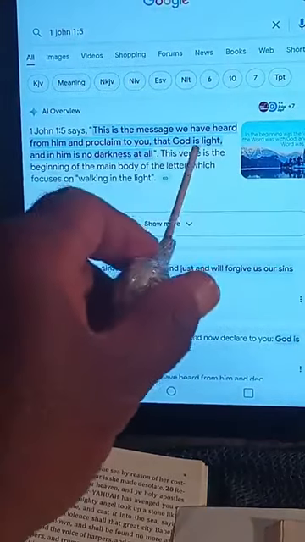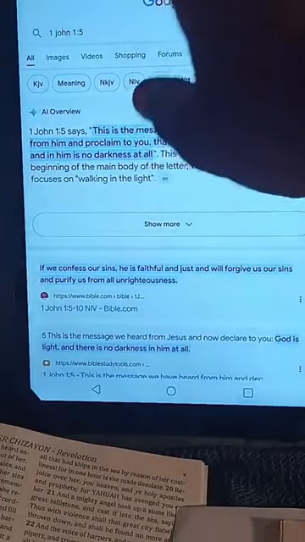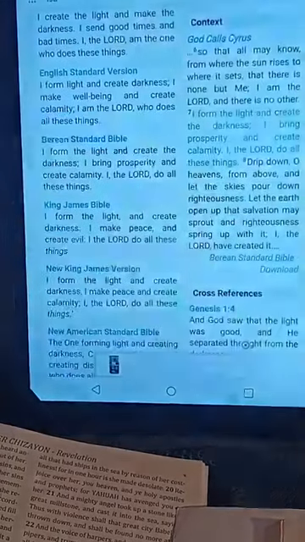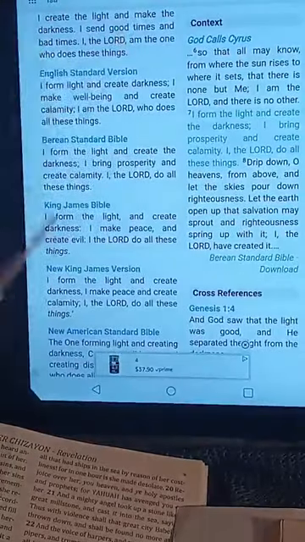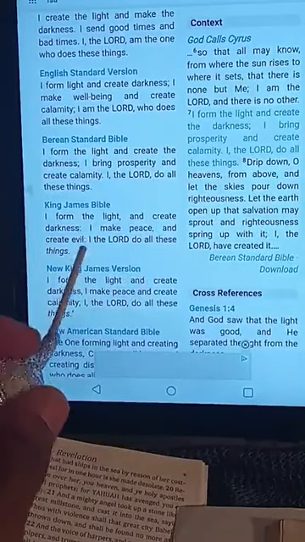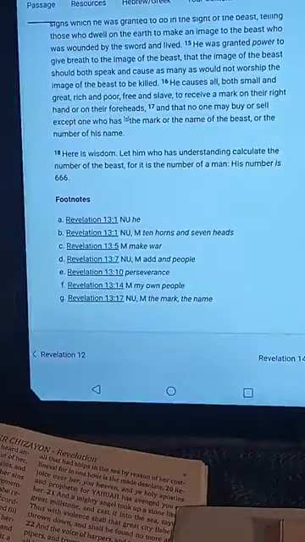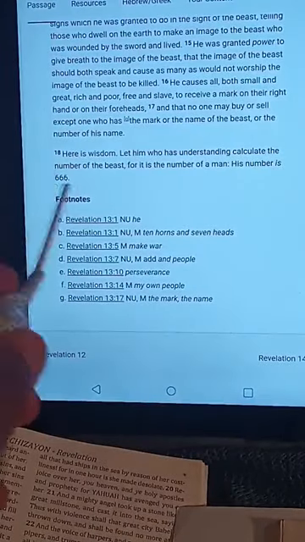So this is the Messiah's father at First John 1:5. This is Satan's father at Isaiah 45:7. I form the light and create darkness. I make peace and create evil. I, the Lord, do all these things. He's the beast at Revelation 6:666.